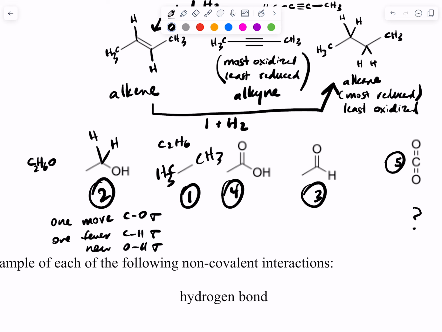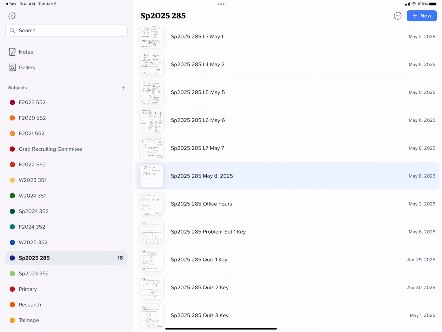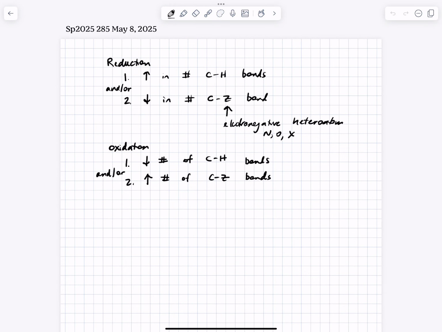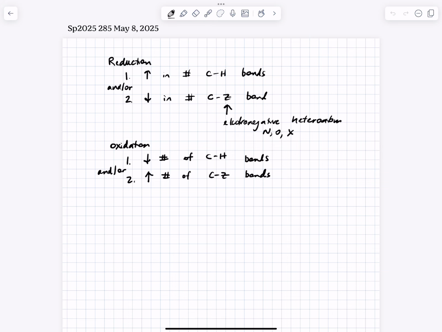All right, so last time we talked about fatty acids and triglycerides, and we talked about how some were solids.